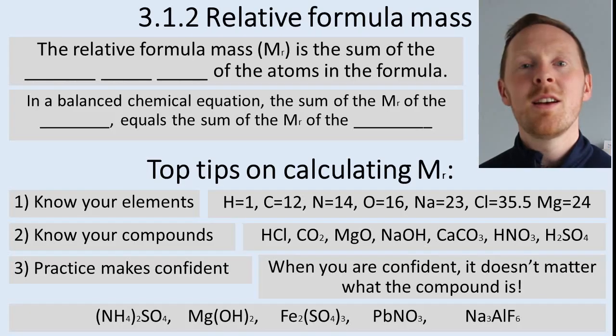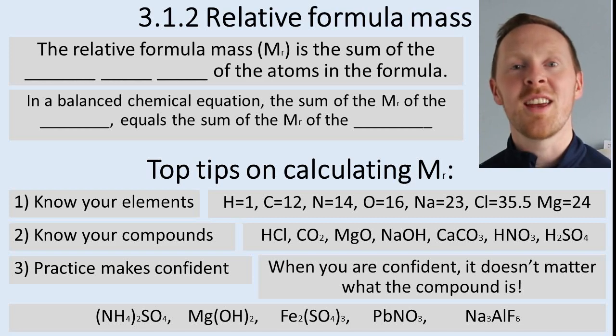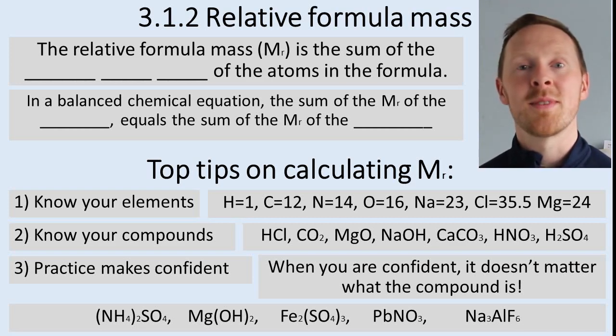Magnesium oxide. Magnesium 24, oxygen 16, magnesium oxide 40. Sodium hydroxide. Sodium 23, oxygen 16, hydrogen 1. Add them together equals 40. This is my favourite, calcium carbonate. Calcium 40, carbon 12, oxygen 16, but there's three of them. 16 times 3 is 48, plus 12 is 60, plus 40 is 100. Calcium carbonate's relative atomic mass and relative molecular mass is 100 exactly.